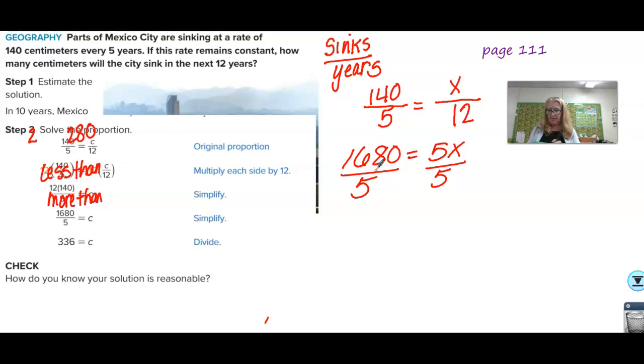And we find that in 12 years, we expect Mexico City to sink 336 centimeters in 12 years. It's interesting. They had a little blurb on the side there. If you're looking at your workbook, it tells you what actually is causing the sinkage. It's a combination of things, and they don't think it would remain constant at all. The book asks, how do you know your solution is reasonable? Well, we knew it was going to be a little bit more than 280, and it's a little more than 280, so we feel pretty good about that.